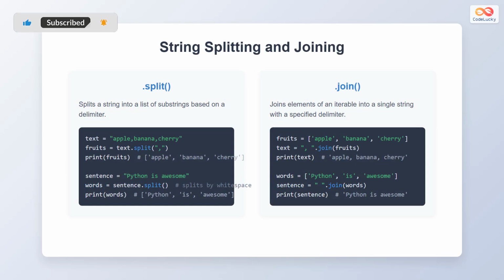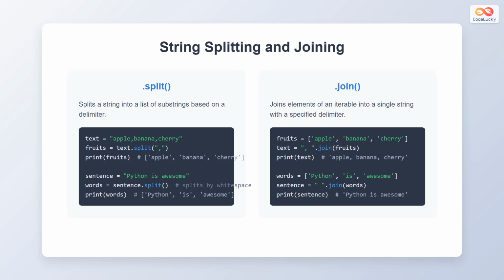Let's move on to string splitting and joining methods. First, we have the .split() method. This method splits a string into a list of substrings based on a specified delimiter. For example, if you have the string "apple,banana,cherry" and you split it using the comma as a delimiter, the result will be a list containing apple, banana, and cherry. If you don't specify a delimiter, the split method splits the string by whitespace. For example, if you split the string "Python is awesome" without a delimiter, the result will be a list containing Python, is, and awesome.